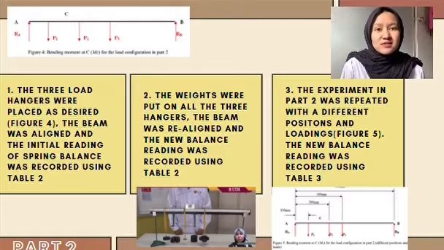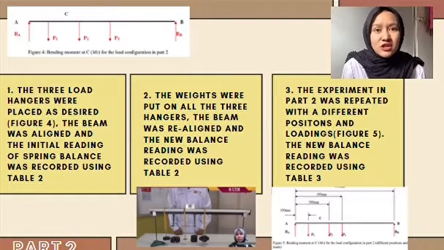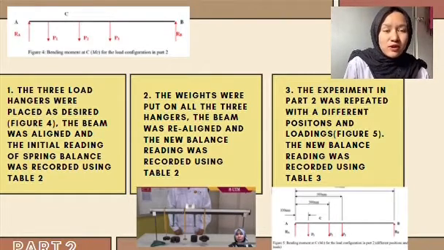The last step in part 2 is that the experiment was repeated with different positions and loadings, which are in figure 3. The new balance reading was recorded using table 3.